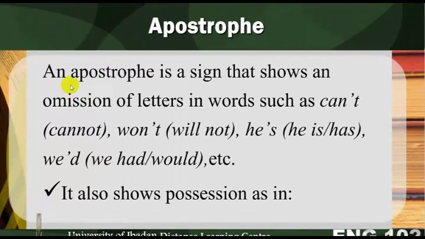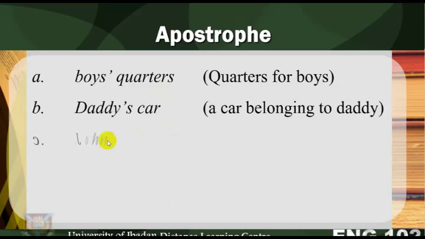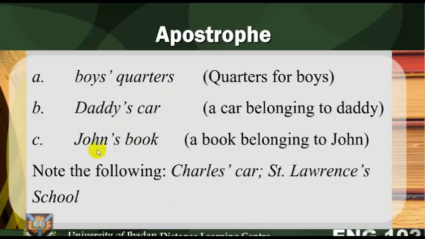Apostrophe. An apostrophe is a sign that shows an omission of letters in words such as can't, cannot, won't, will not, he's, he is, or he has. We'd, we had, we would, etc. It also shows possession as in A. Boys' quarters, quarters for boys. B. Daddy's car, a car belonging to Daddy. C. John's book, a book belonging to John.